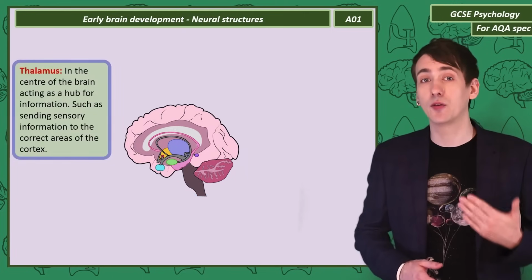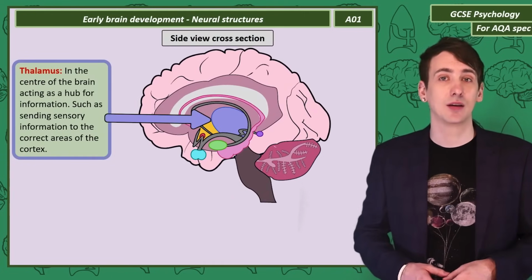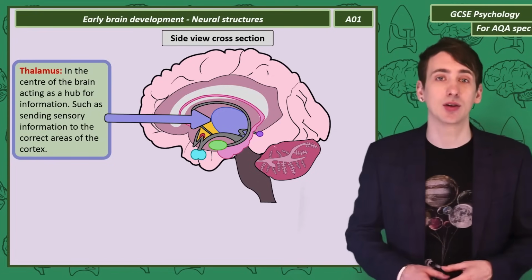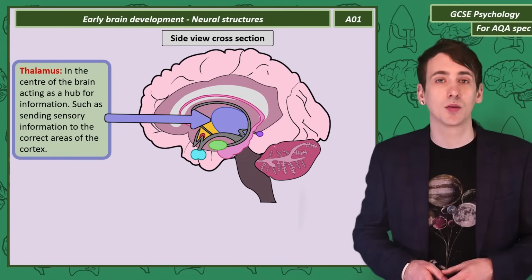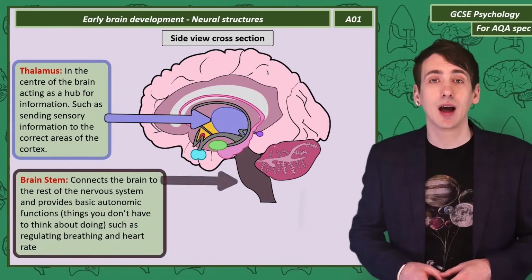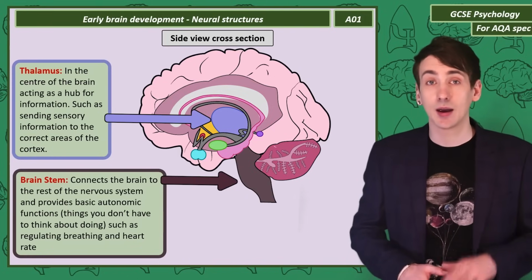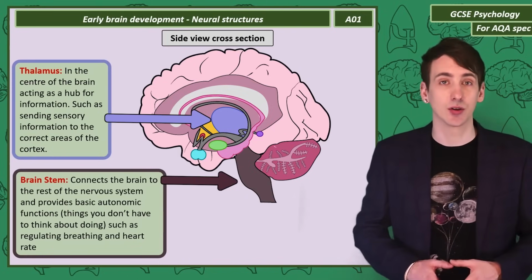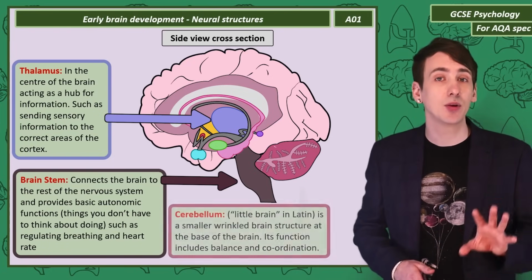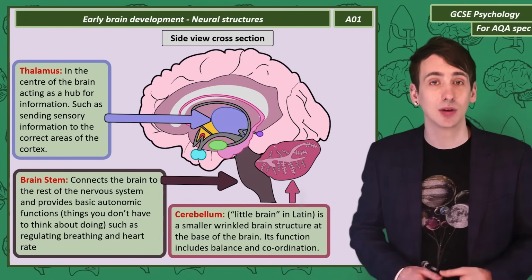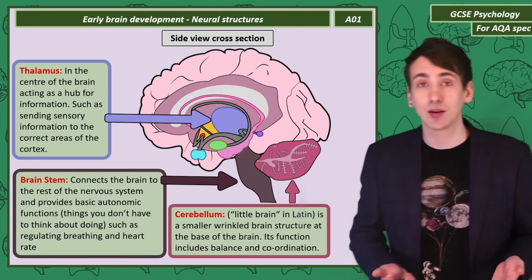If we cut the brain in half, we can see the thalamus, one on each side of the brain in the center. The thalamus acts as a hub of information, sending sensory information to the correct areas of the cortex. The brain stem is at the bottom of the brain and connects the brain to the spinal cord and onto the rest of the body's nervous system. It provides basic autonomic functions like keeping your heart beating and regulating your breathing rate. Under the cerebrum, there's a structure called the cerebellum. It's a small kind of wrinkled structure, and it's involved in balance and coordination.